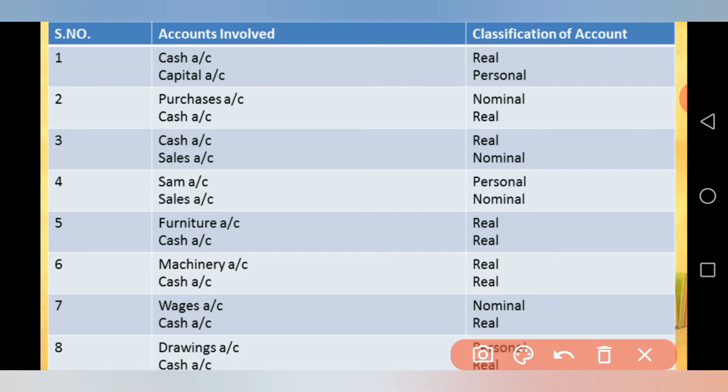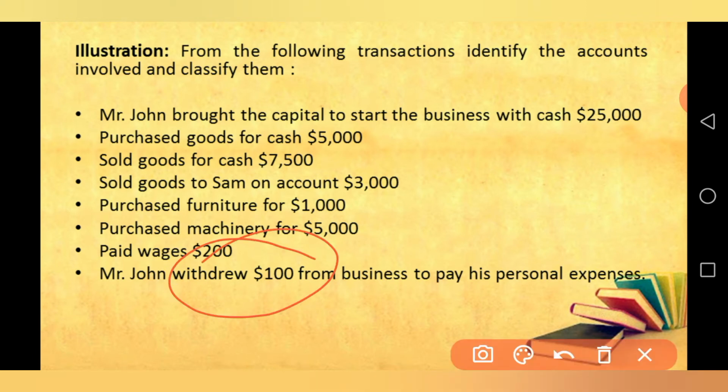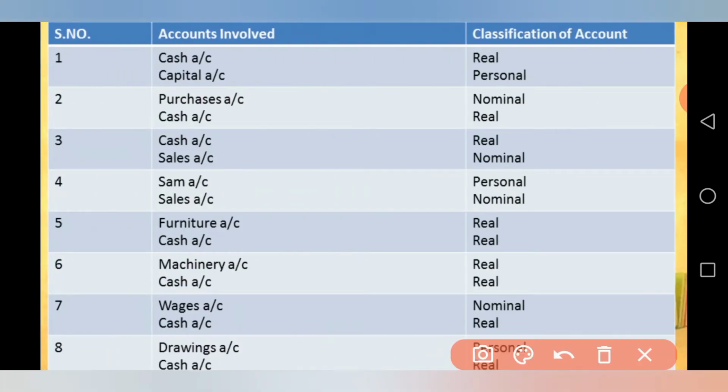So what are our wages? Nominal, because it is an expense. And what is our cash? Real account. Okay, so let's see the last one, that is Mr. John withdrew $100 from business to pay his personal expenses. So what are the two accounts involved? One is the withdrawals and second one is the cash. So the accounts involved would be drawings and cash account. What are our drawings? Personal account, because certain person is drawing it. And cash is our real account. I hope you've understood and you have no doubts.